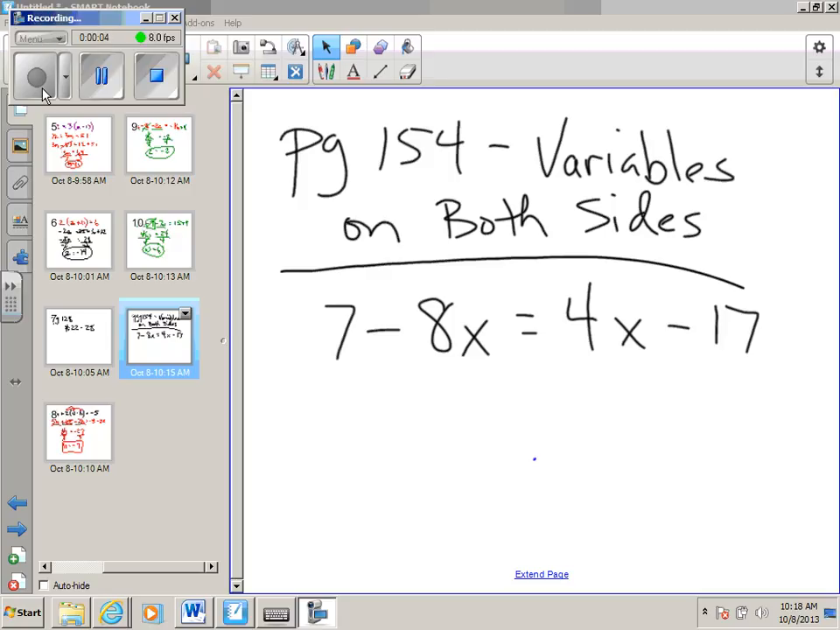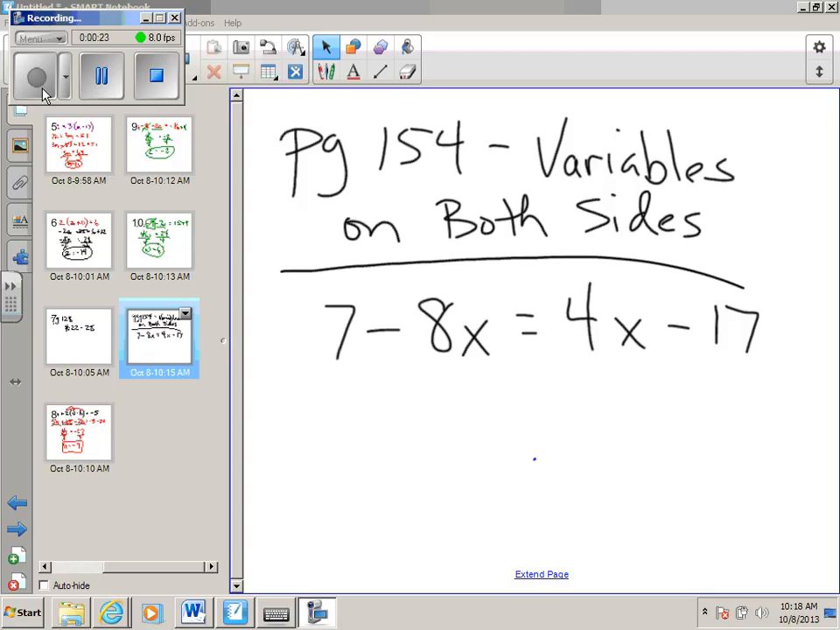What we want is the x's on one side and the other like terms on the other. So let's start with something. Pick something. You like having the x's on the left? Is that the way we usually like it?